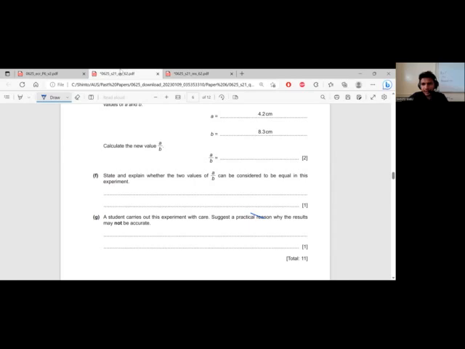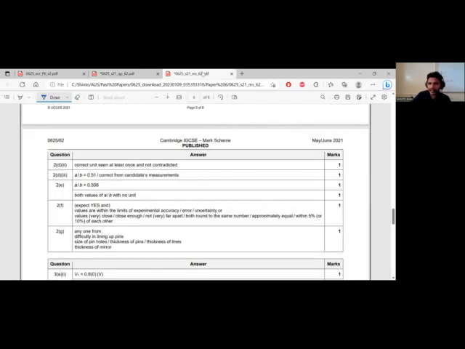Now you basically found out A by B values using two different methods in here. Okay. Now this is a widely asked question. State and explain whether two values of A by B can be considered to be equal in this experiment. The answer is either yes or no, depending upon the values that you have got. So how do we state and explain in such a way that we will be able to get the full mark for this particular question?